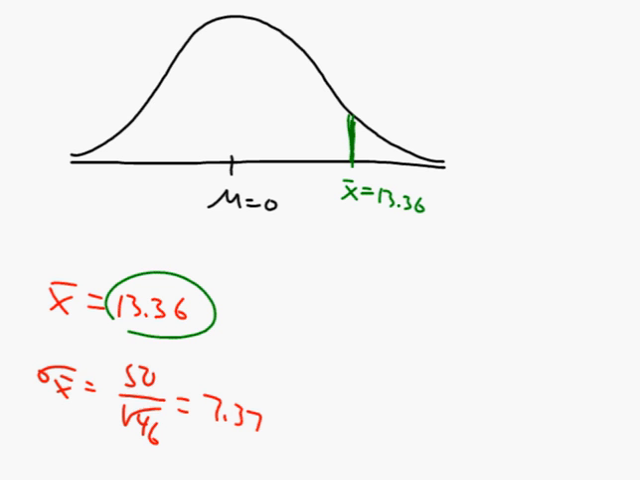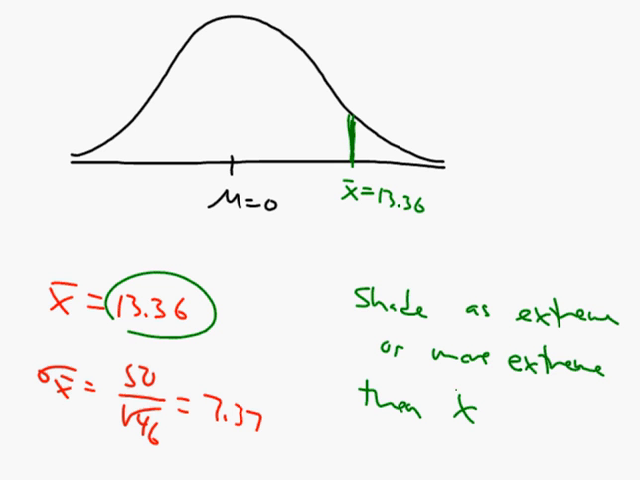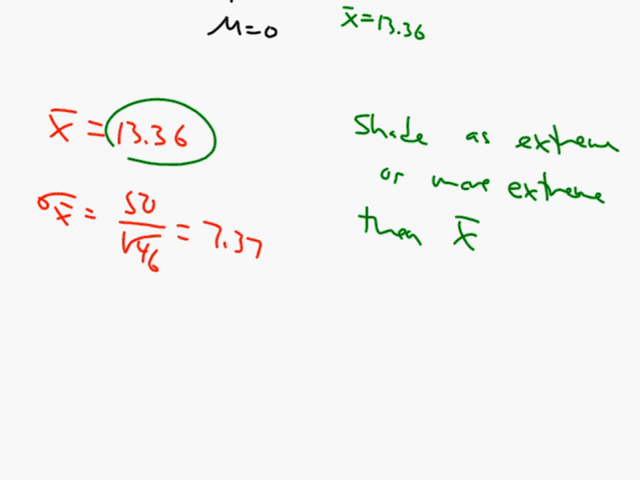Okay. Now, when you shade this, you should always shade as extreme or more extreme than x bar. So the question is, where do you go where you'd be even further away from the mean than our x bar already is? And that would be to the right. Okay? You notice we don't shade over on the left at all. That's because we're only interested in whether or not mu is greater than 0. So let's keep going. All right.